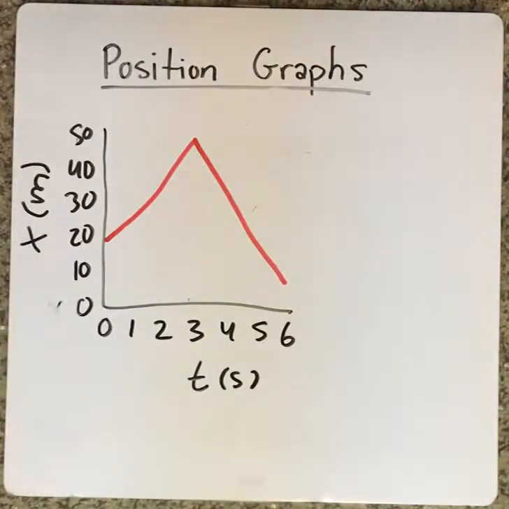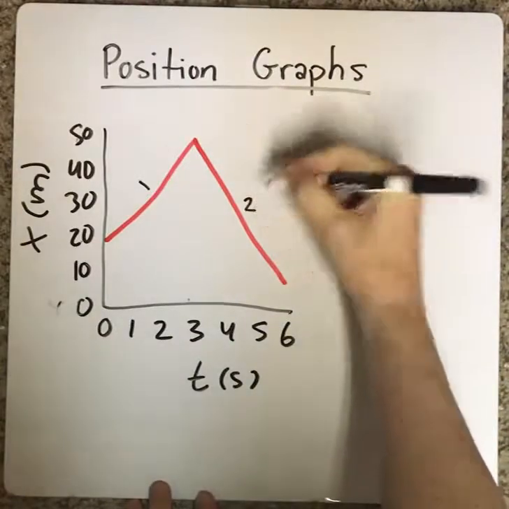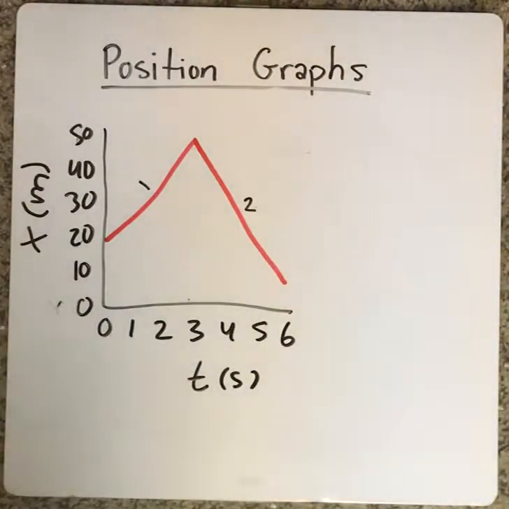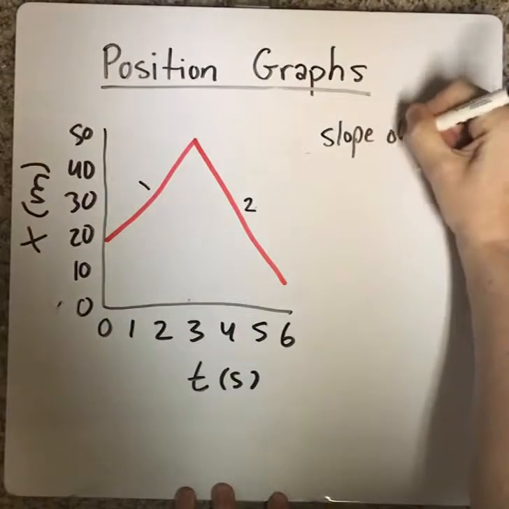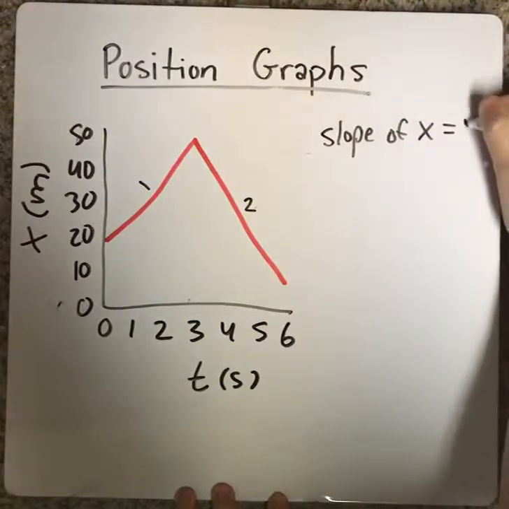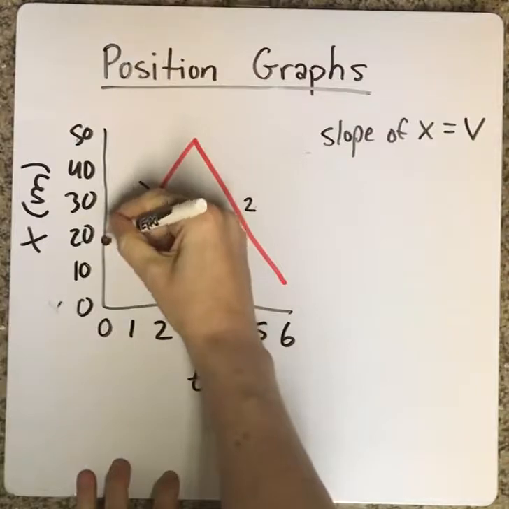All right. Notice that this graph has two unique sections, and we are going to deal with them separately. So I'm going to call this one segment 1, and this will be segment 2. The first thing you need to remember is that slope of position equals velocity. So if I want to solve for the speed of this object, then I need to figure out the slope of my graph. To find the slope, you need to identify 2 points.